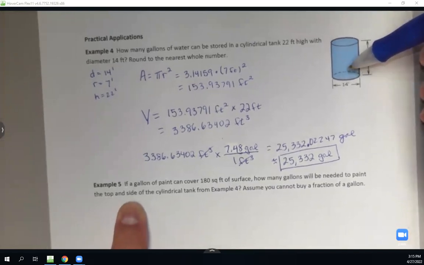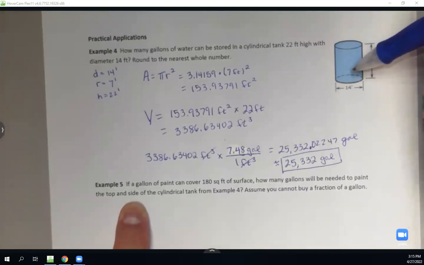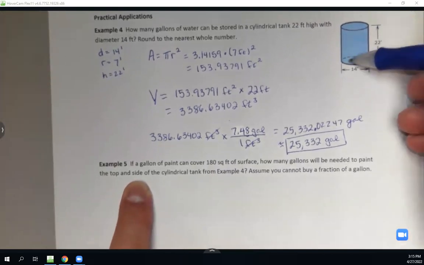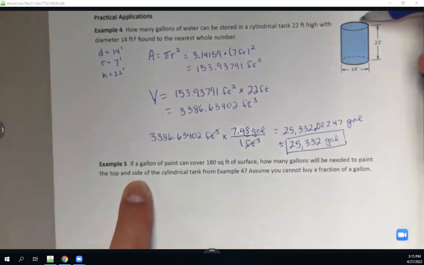You with me? So now that's not really just doing the lateral surface area. It's also not doing the total surface area, okay? Because we're not going to paint the circle on the bottom, right? We're just going to paint the circle on the top and we're going to paint the side. So we need the lateral surface area plus one circle, one top. Does that make sense?